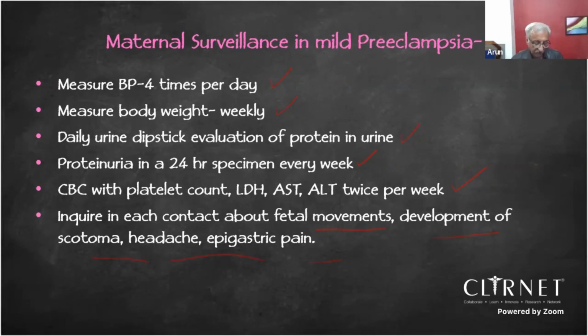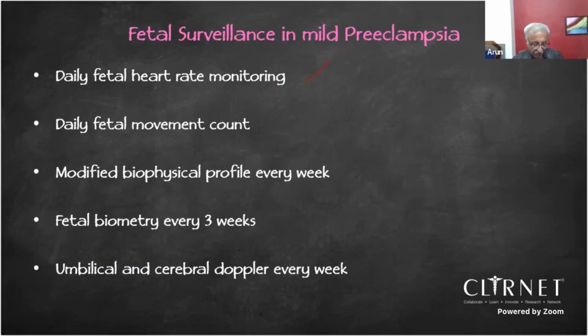You have to monitor, right? Daily fetal heart rate monitoring, daily fetal movement count, modified biophysical profile every week, fetal biometry every 3 weeks. This is again something we ask: how frequently do you get your ultrasound done? We measure fetal biometry every 3 weeks, because at anything less than 3 weeks, fetal biometry does not give you much information in terms of diagnosing growth retardation. So the minimum time has to be 3 weeks to get biometry evaluations for diagnosing FGR. All right. Now, umbilical and cerebral Doppler every week is to be done.